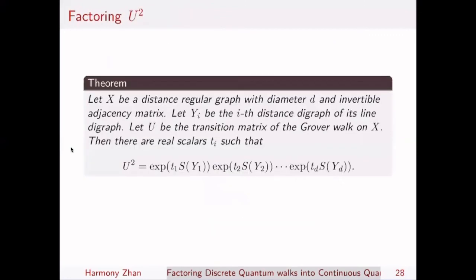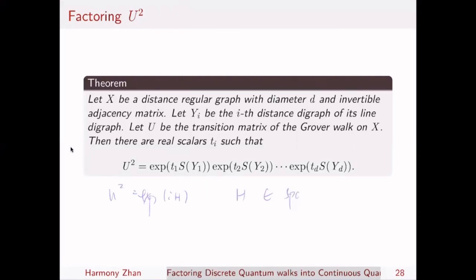Okay, now we are ready to factor U squared. So here's a setup. Take a distance regular graph X. Suppose it has invertible adjacency matrix. Then I know U squared can be written as exponential IH for some Hermitian matrix H. Now, because X doesn't have 0 as an eigenvalue, that means U squared doesn't have -1 as eigenvalue. So my H has a synchronized form.